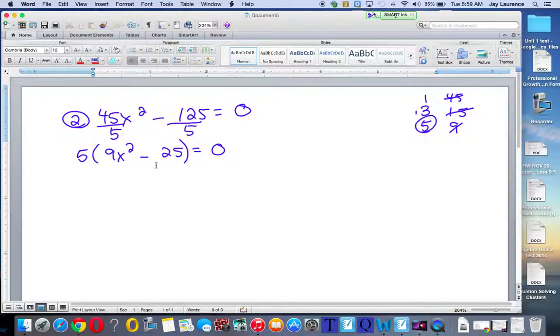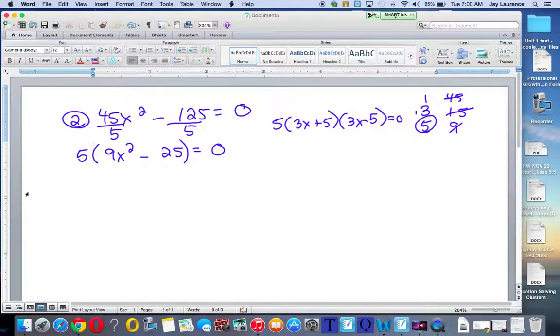Now, this one can be done very easily by doing the difference of perfect squares. You notice that's a perfect square, that's a perfect square, it's being subtracted. It's really easy. I'll just write off this side here, 3x plus 5, and a 3x minus 5, equals 0. Gonna solve. Okay. Now most of you, or some of you, won't be able to do that.